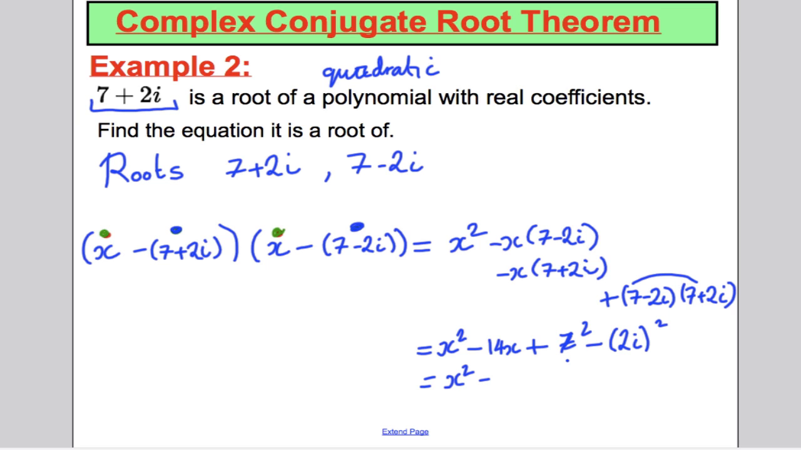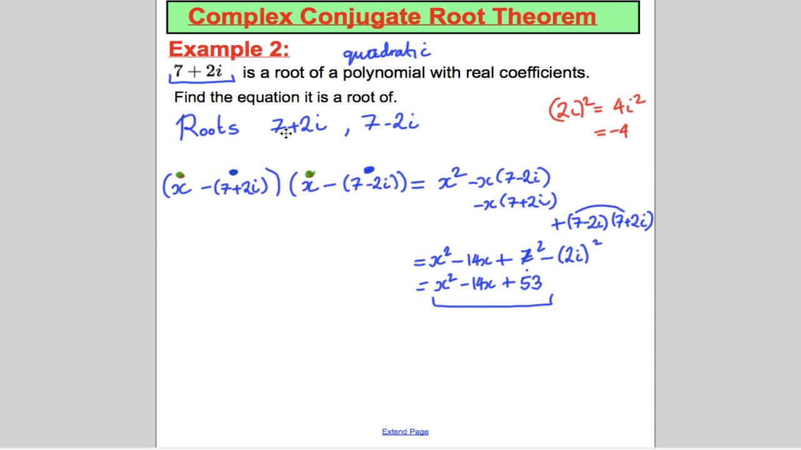That's still x squared. That's 14x. And here, I'm going to get 7 squared, subtract 2i squared. Now, 2i squared, let me just write it up here. 2i all squared is 4i squared, which is negative 4. So this here is negative 4. So 7 squared, subtract negative 4, would be 49, subtract negative 4, which would be positive 53. And here is your polynomial from which those roots came.